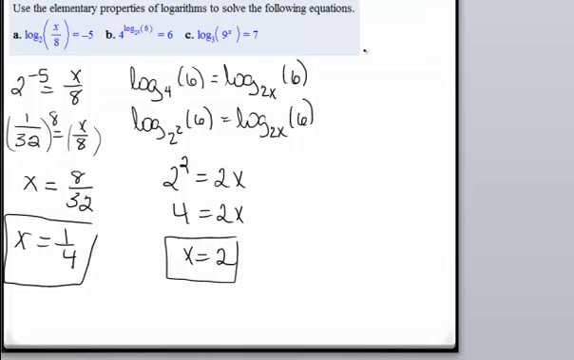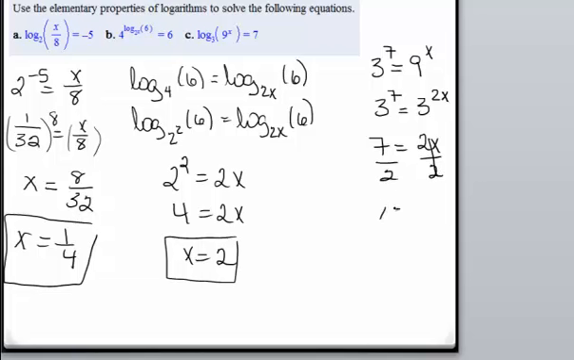And finally c. We have 3 to the 7th equals 9 to the x. 3 to the 7th is equal to 3 squared to the x, right? So 7 must be equal to 2x, which means x must be equal to 7/2.